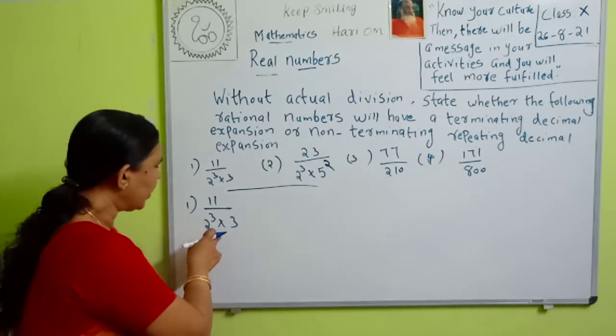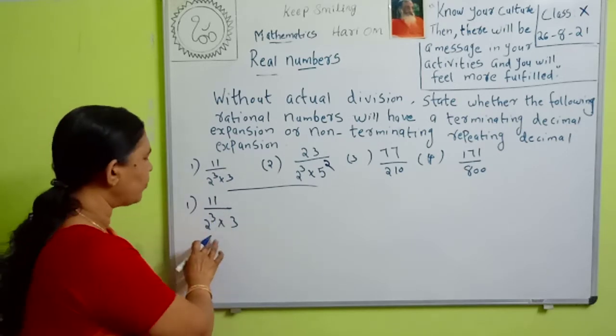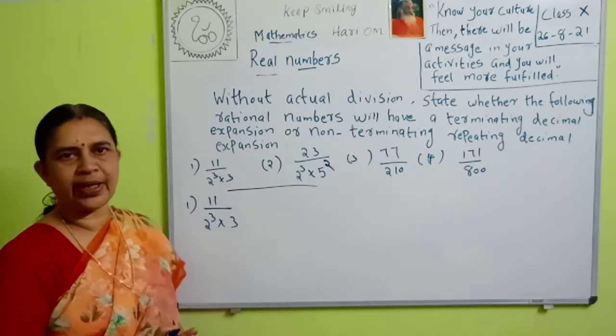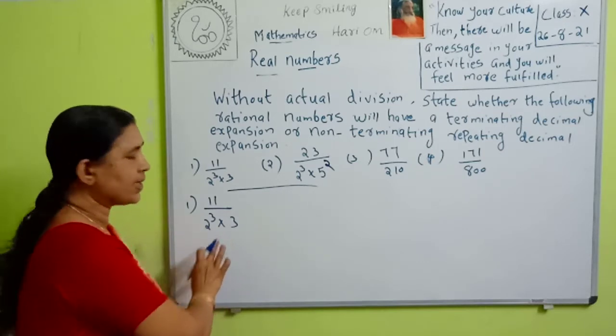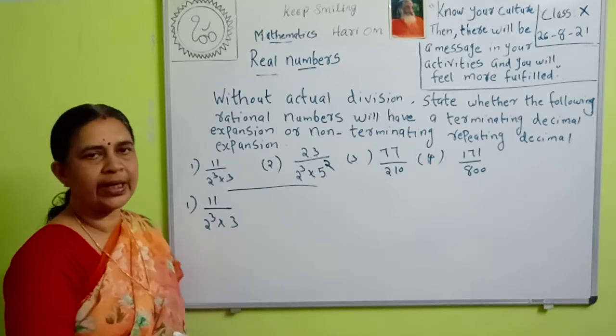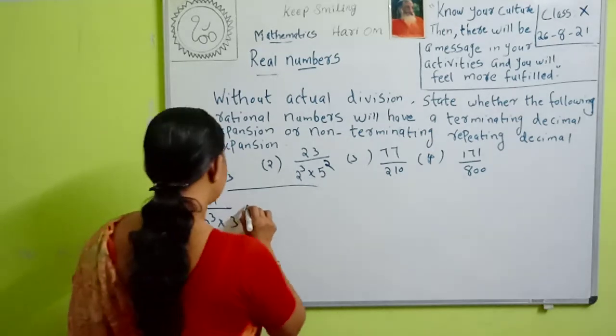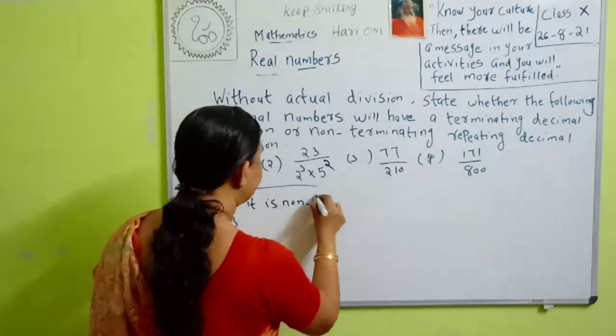So if the denominator is of the form 2 raised to m, 5 raised to n, only the powers of 2 and 5, then it is terminating. Here it is not of the form 2 raised to m, 5 raised to n. So what we can say, this decimal expansion is non-terminating. So it is non-terminating repeating decimal.